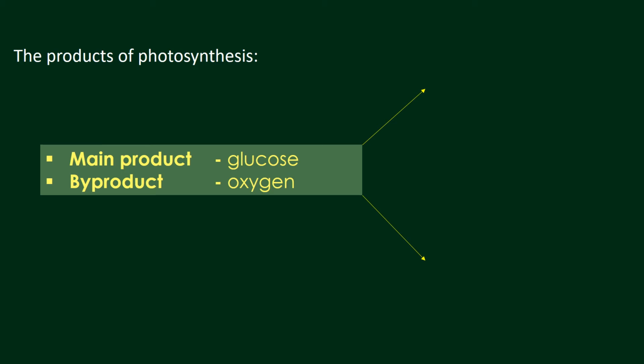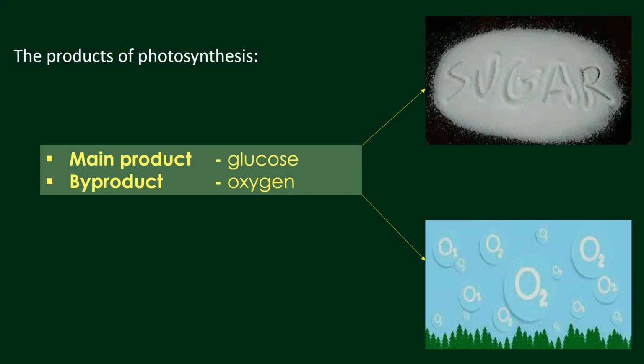Okay, now shall we discuss the products of photosynthesis? There are two products of photosynthesis. The main product is glucose. It is a type of sugar. This glucose is the food which is produced by the photosynthetic process.